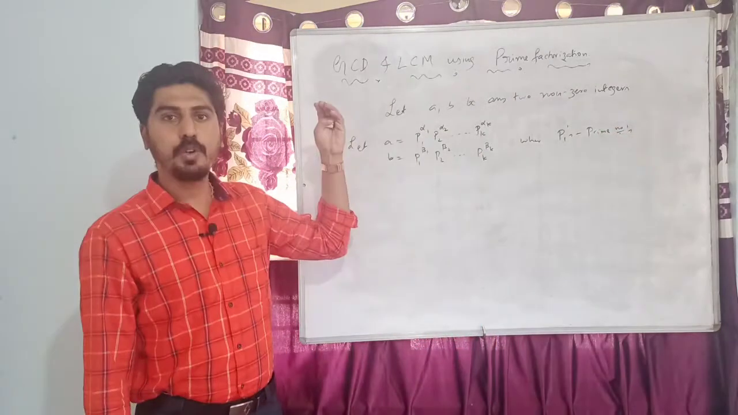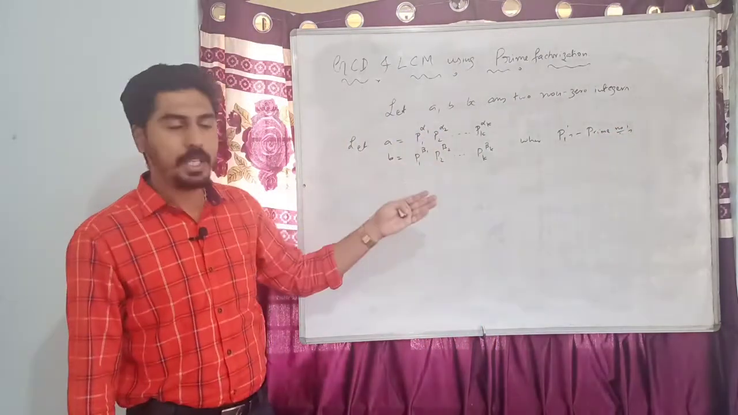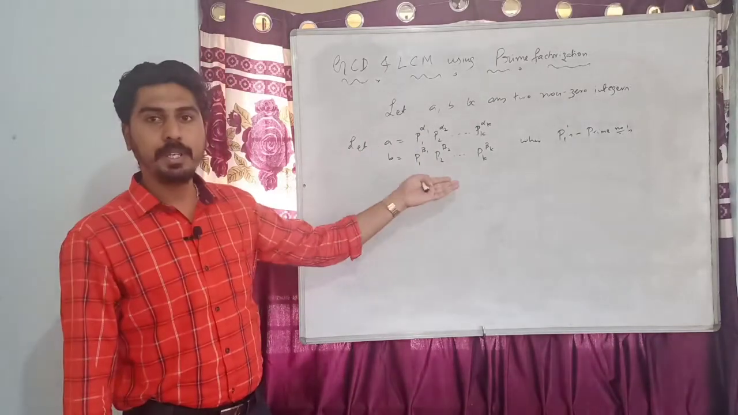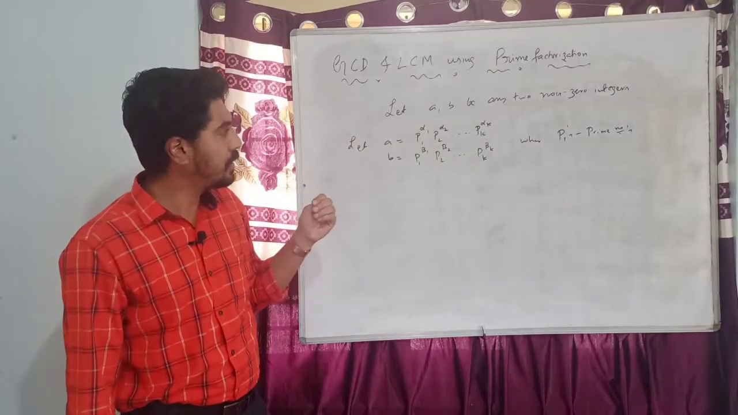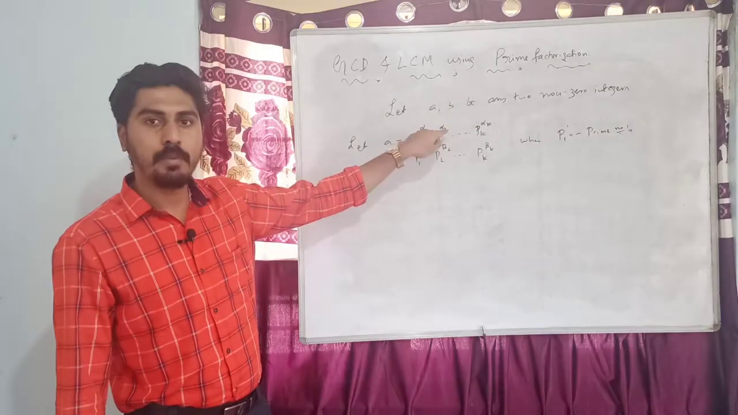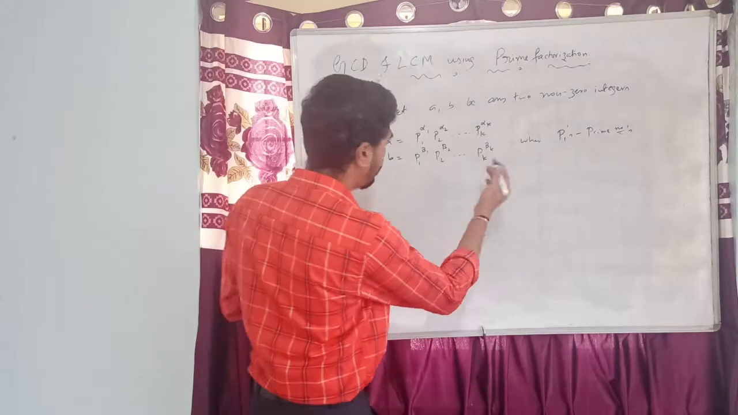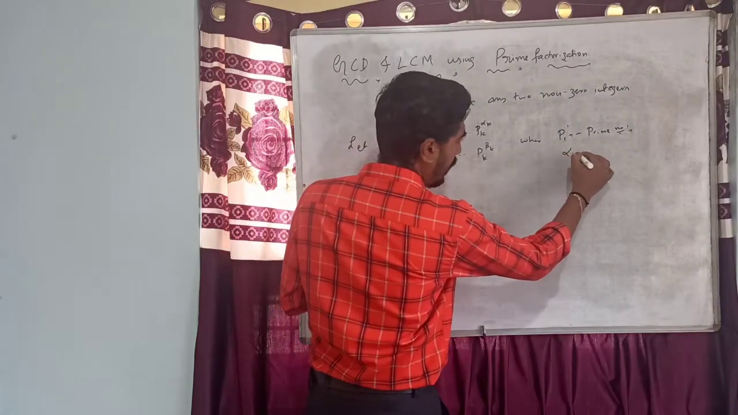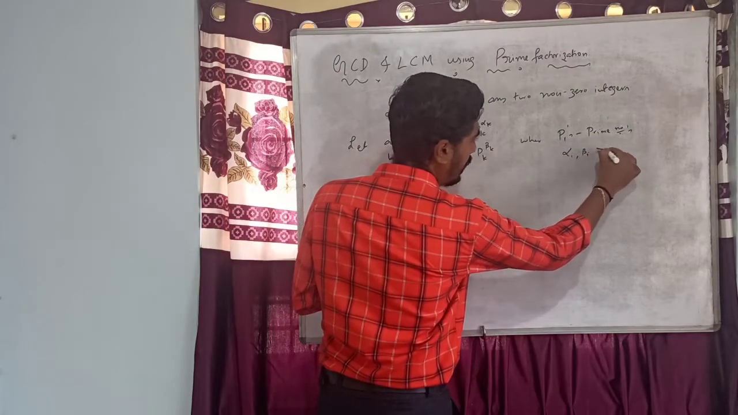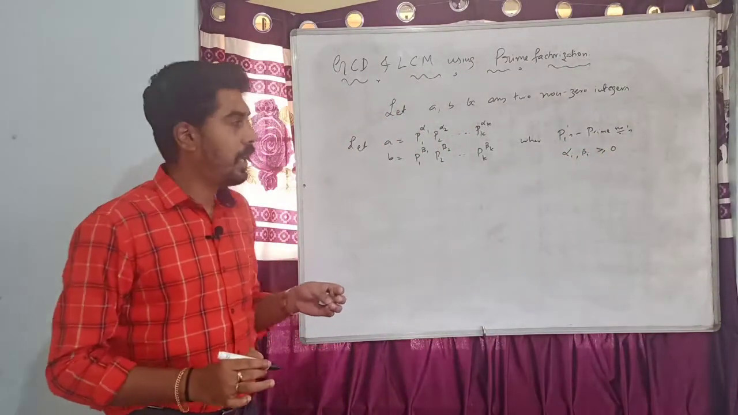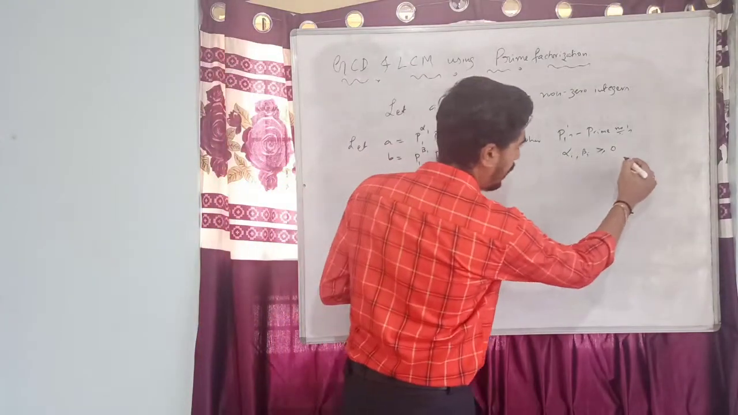Here the prime factor of a need not be a prime factor of b, and similarly the prime factor of b need not be a prime factor of a. In such cases, we can take the power equal to 0, so that will not be a problem. So alpha i and beta i are greater than or equal to 0, where i lies between 1 and k.